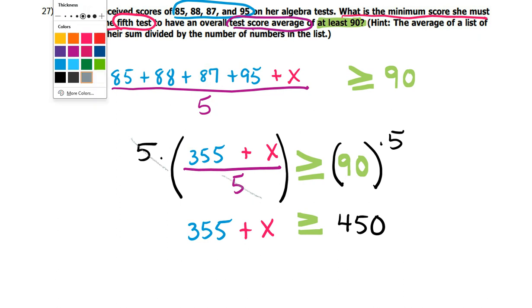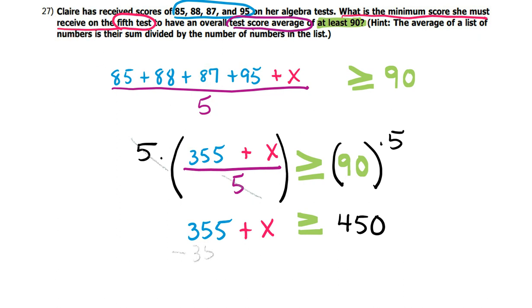And all I have to do is subtract the 355 from both sides, and I will know what her score needs to be. So her score of X has to be greater than or equal to 95.